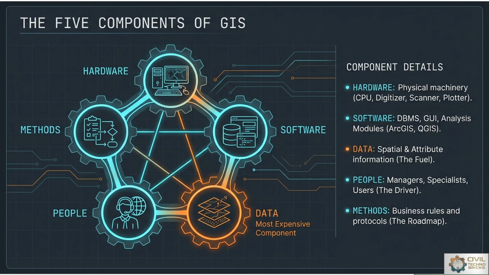With respect to methods, people, data, in civil engineering, a method might include the specific formulas we use to calculate cut and fill volumes, or the environmental regulations or any other agricultural activity that dictate where we can and cannot build our project or infrastructural activity. So data is the most important point of the 5 components, where software, hardware, methods and people all rely on it. So it is the most expensive component.